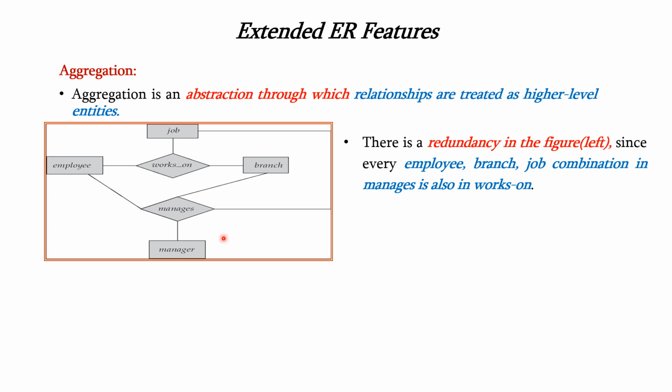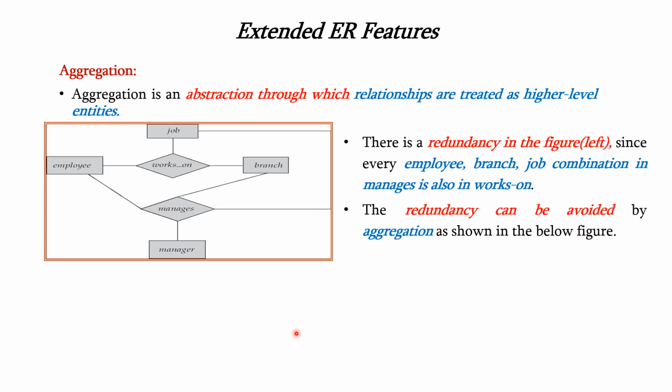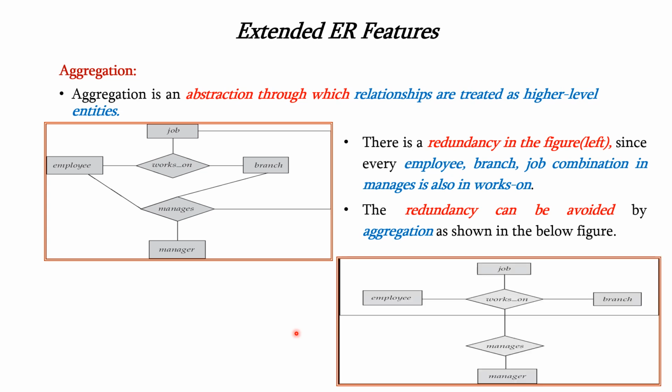So this is the redundancy in this figure. We can avoid the redundancy by aggregation. Aggregation means we are combining the common entities into one set by making it inside the rectangle, and after that the relationship, the higher level relationship, is treated as one entity and it is connected to the lower level relationship.